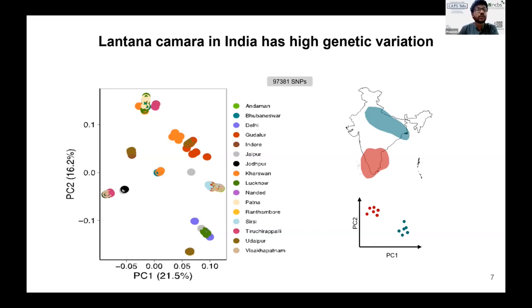So right now we are looking at what determines the genetic variation or genetic clustering of Lantana in India, and I'll be studying that in detail in the future. I could do this work because we could assemble a draft genome of Lantana, and Advait has helped with this. And now Advait will be talking about the genome assembly of Lantana camara. So over to you, Advait.